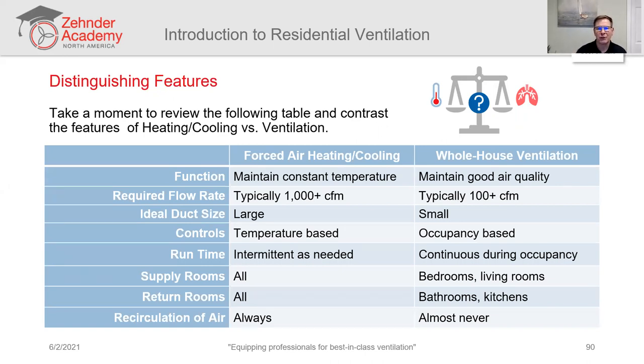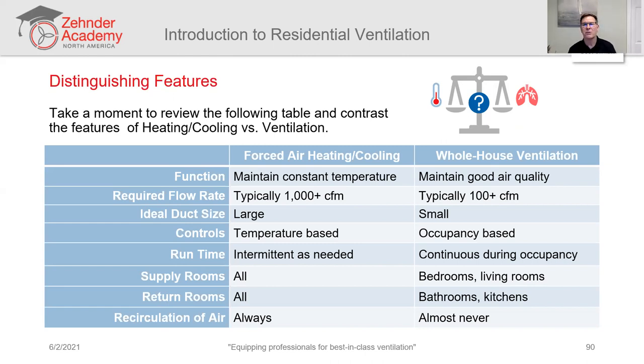The controls are different. Controls for the heating and cooling system, of course, are temperature based, whereas the controls for a whole house ventilation system would be occupancy based or might be contaminant based, you know, air quality based, sensor based. The runtime for a forced air heating system is going to be intermittent depending on how the temperature is being maintained. Whereas the runtime in a whole house ventilation system, ideally, if you're doing best practices, is one that's going to run continuously during occupancy. So again, there's a mismatch between the runtime.